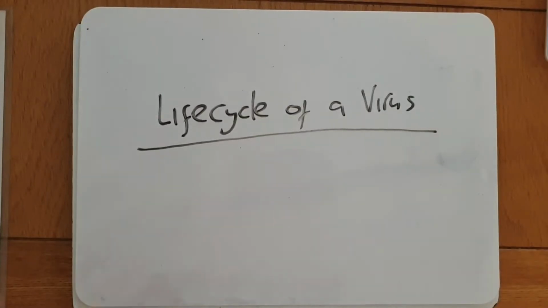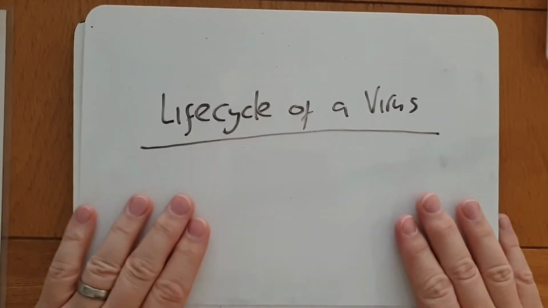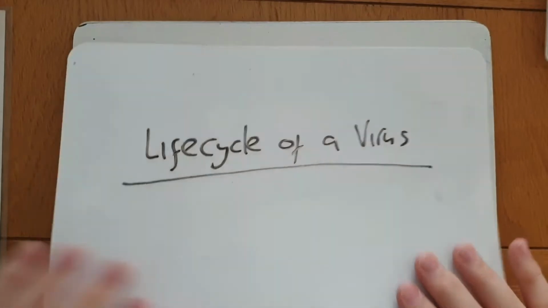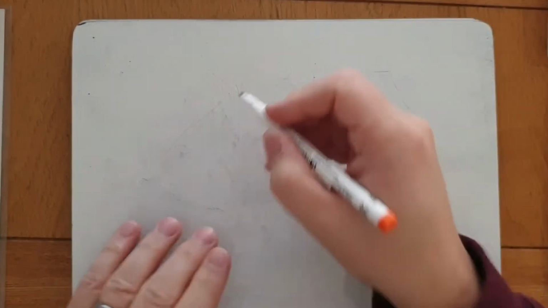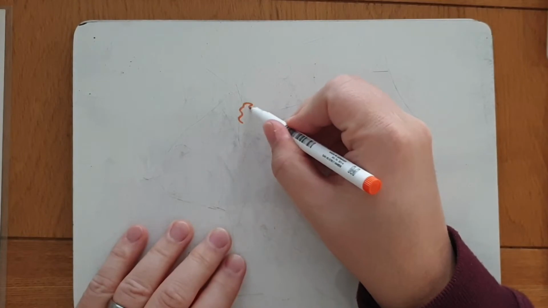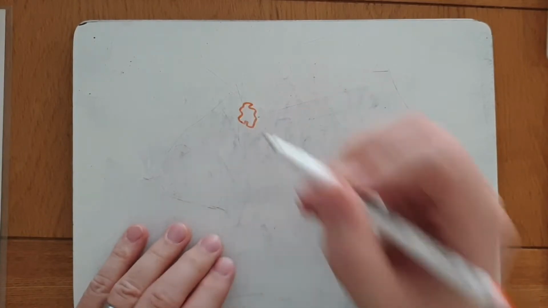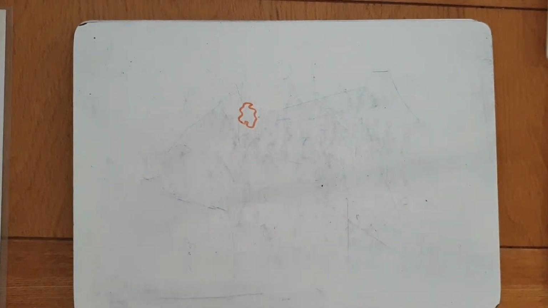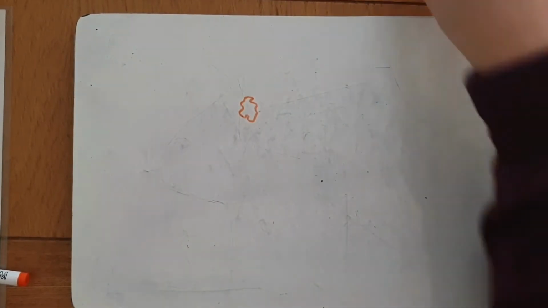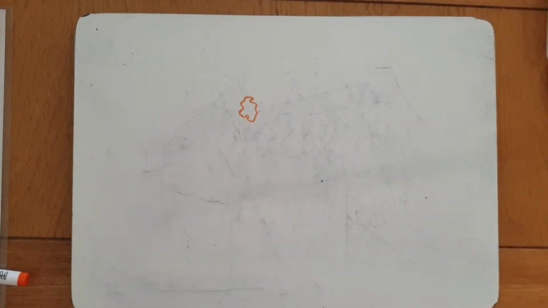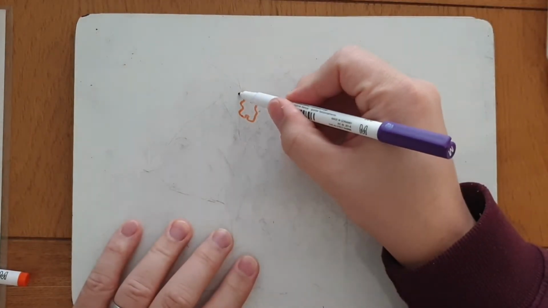Hi folks, so short video today on the life cycle of a virus. Just to get started, before you need to know what a virus is basically. A virus is some genetic material. So small amount, really simple, small amount of genetic material like DNA basically. And then that is coated in a protein coat.